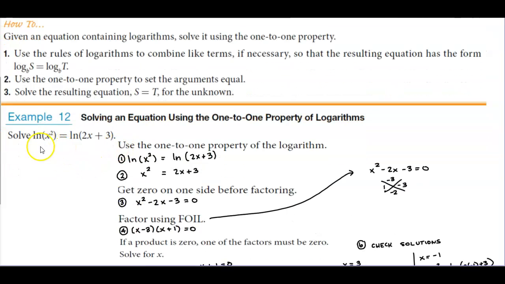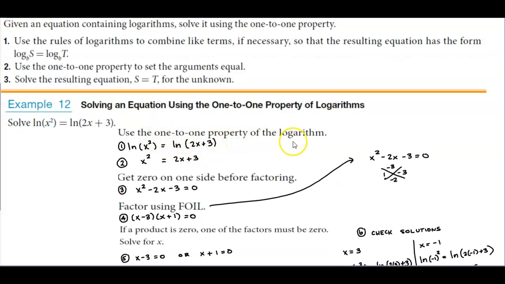So in this example, we have the natural log of x squared, which is equal to the natural log of 2x plus 3. So in step 1, we wrote the equation. And then we're going to use the one-to-one property of the logarithm. We have one logarithm isolated on this side, and one logarithm isolated on this side. The other important information is they have to have the same base. Since they do have the same base, which is e, we can set the arguments equal to each other. So in step 2, we have x squared equal to 2x plus 3.